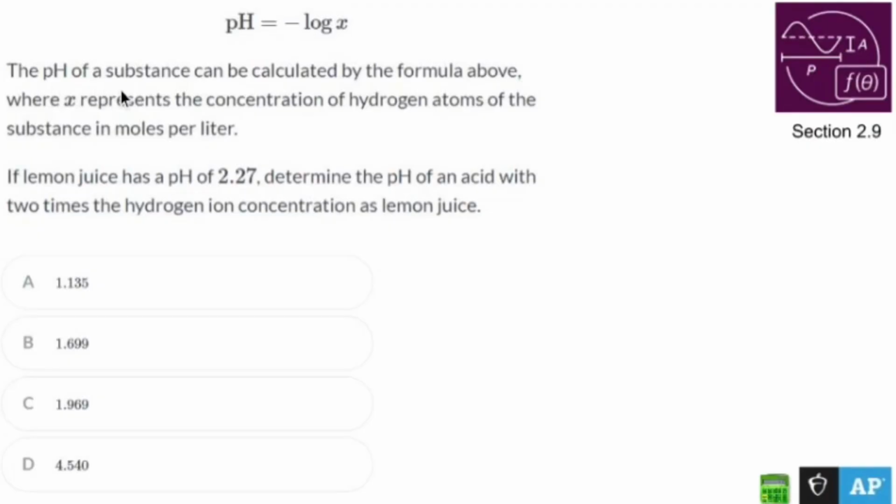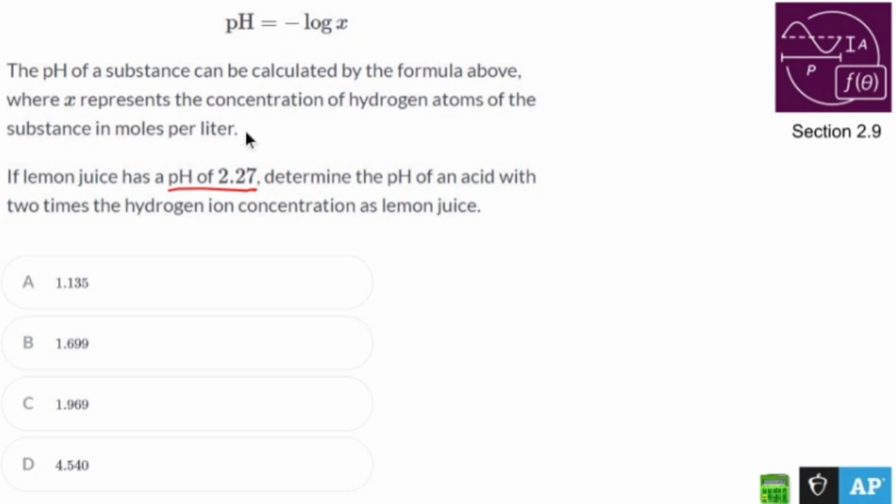The pH of a substance can be calculated by the formula above. pH equals negative log, no base, of x, where x represents the concentration of hydrogen atoms of the substance in moles per liter. Nifty. If lemon juice has a pH of 2.27, determine the pH of an acid with 2 times the hydrogen ion concentration as lemon juice. Thank you, Lord, we have one of these.